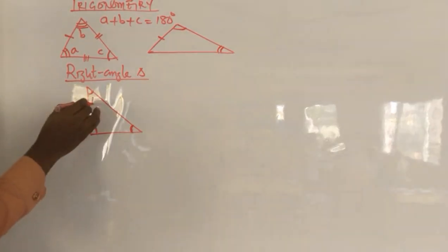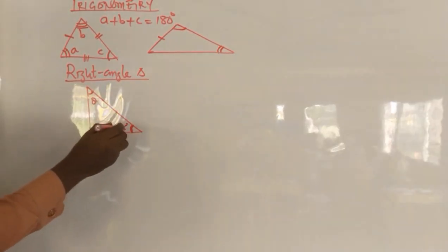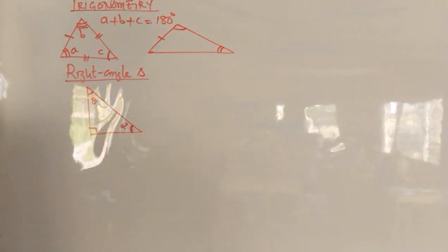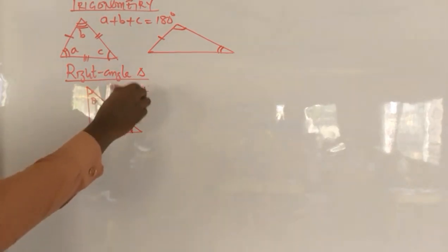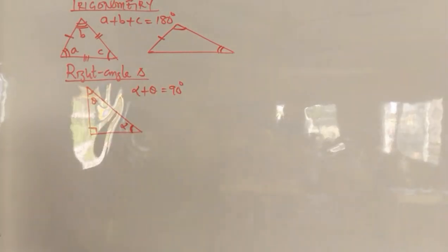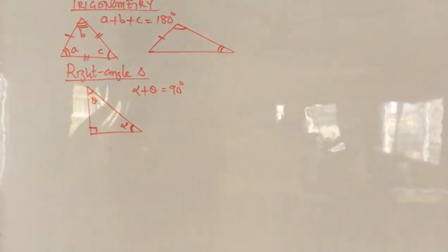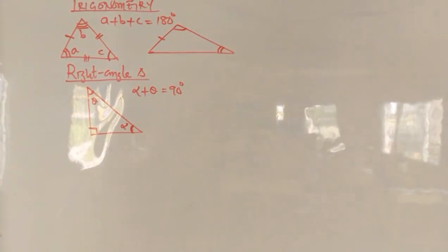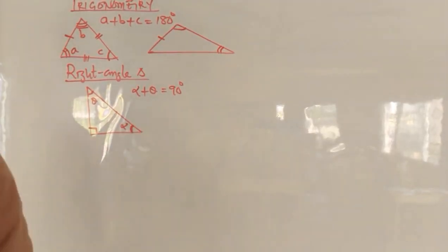Let's call this angle theta, this one alpha. Theta plus alpha must give us 90 degrees. So these two angles are called complementary angles. Again, what are complementary angles? Complementary angles are angles that sum up to 90.